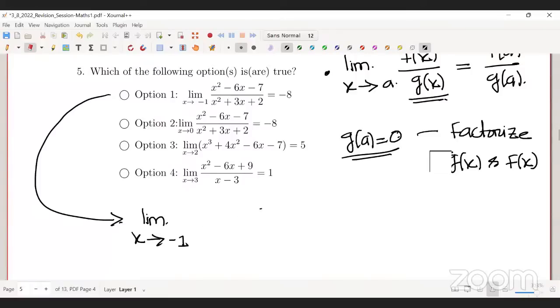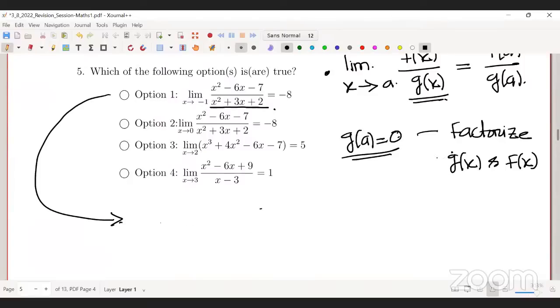As you can see, when you start checking the first option, the first thing you need to do is check whether the function in the denominator is 0 at x equal to minus 1 or not. It is 0, right? Because minus 3 plus 2 is minus 1... yes. Then we need to factorize both the numerator and the denominator.